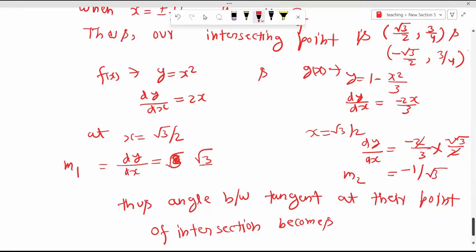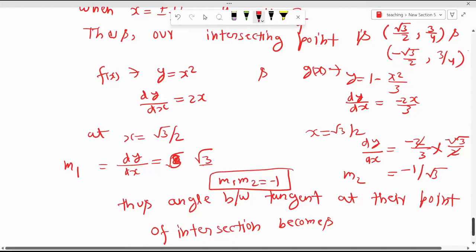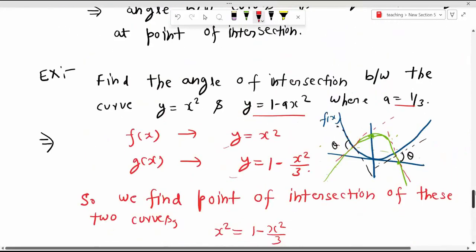When we multiply these two, m1 into m2, we get m1 m2 is equal to minus 1. And we know that when the product of the slopes of two lines becomes minus 1, then the angle between these two lines is 90 degrees. Similarly, you can test by putting x is equal to minus root 3 by 2. Then you will see that the angle between these two lines is also 90 degrees, which we concluded already from the given picture.